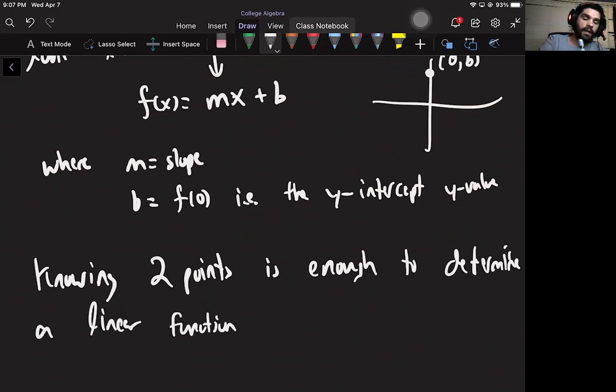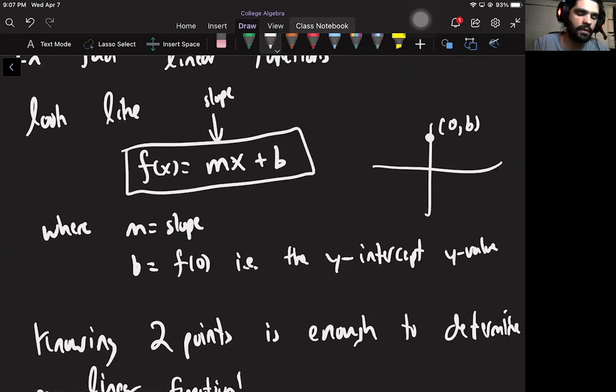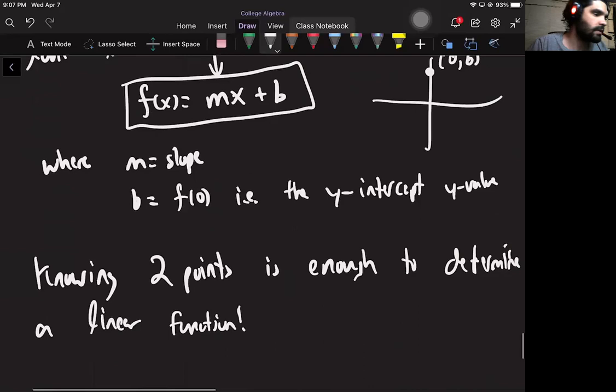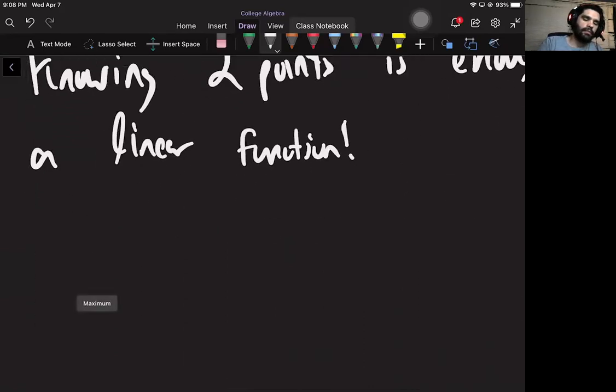So I can say exactly what f of x is if I just have 2 points. I can say what this is exactly. We can figure out m, as we just saw. We did just figure out m with exactly 2 points, but now we're going to see how to figure out b. Okay, so let's jump right in.